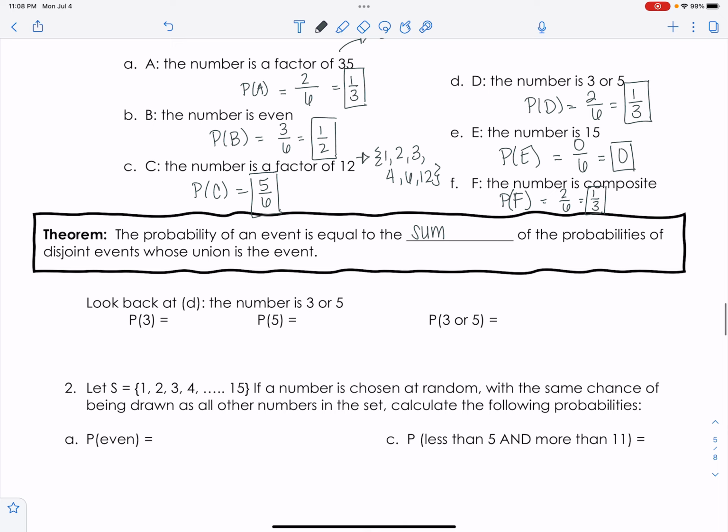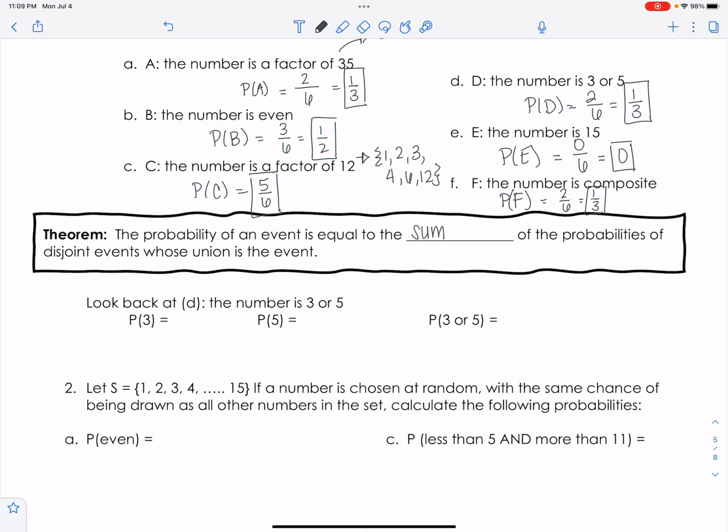And so here we've got another theorem. The theorem says the probability of an event is equal to the sum of the probabilities of disjoint events whose union is the event. All that means is if you see an or statement, you are going to want to add up those events. You're going to sum them. That's what disjoint events mean.